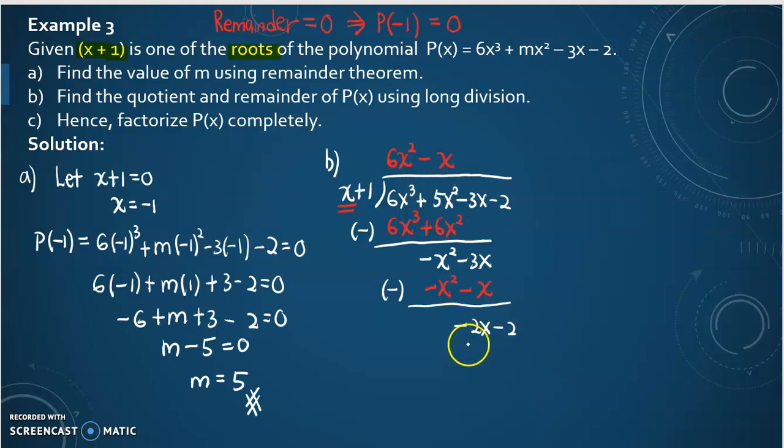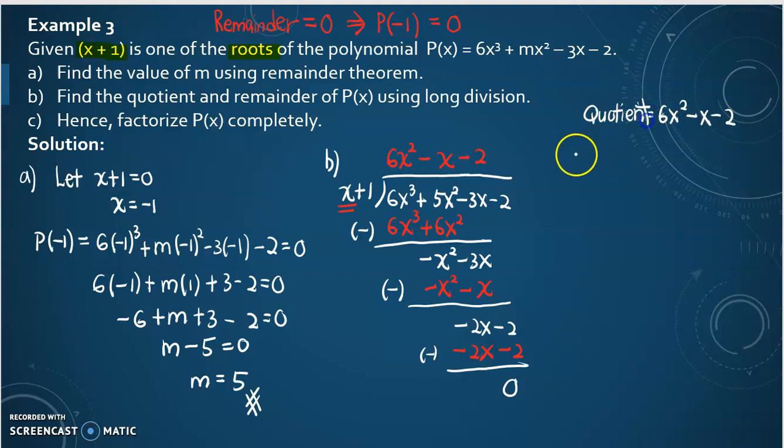Finally, in order to get negative 2x, I have to multiply by negative 2. So x times negative 2 is negative 2x, 1 times negative 2 is negative 2. From here, you can see that our remainder is for sure 0. So here I can write the quotient is equal to 6x squared minus x minus 2, and the remainder will be equal to 0.